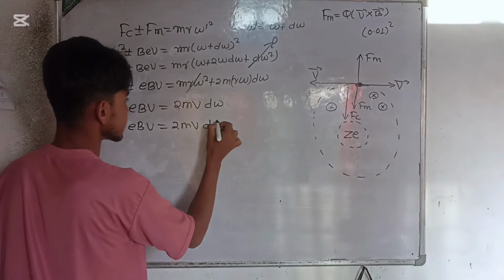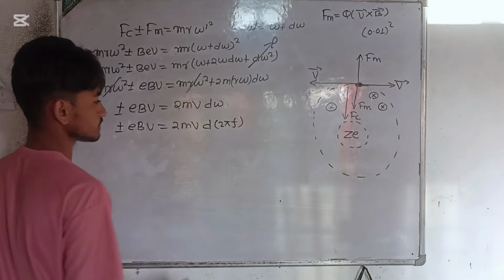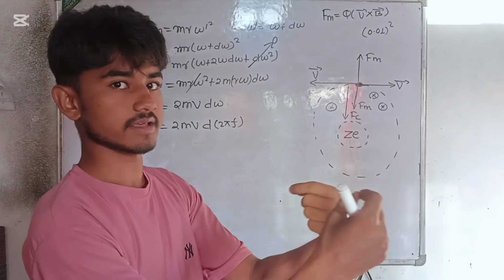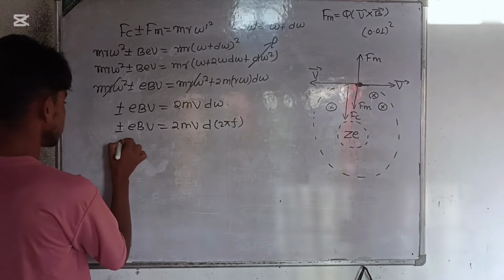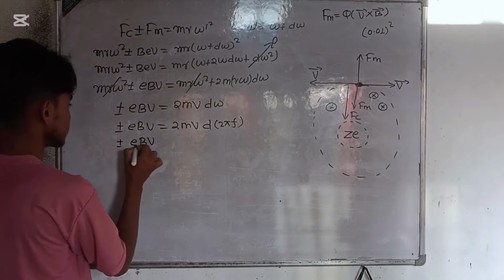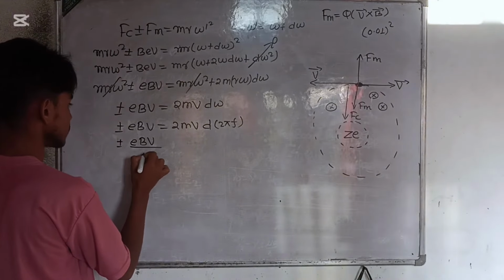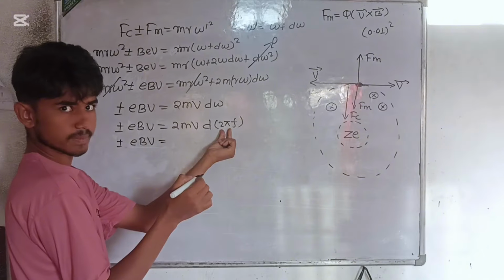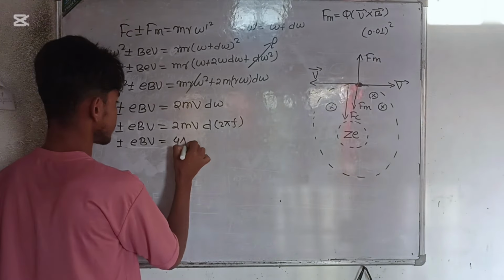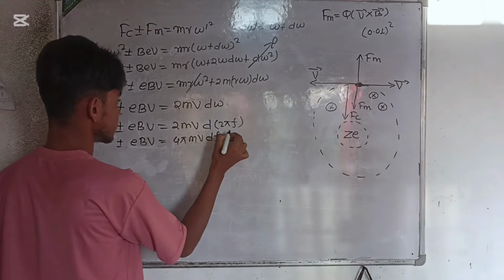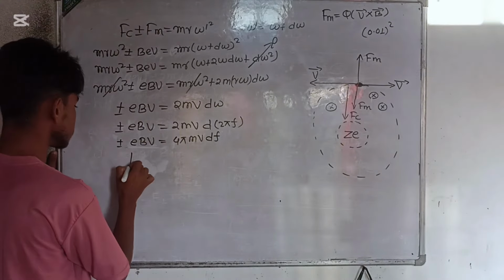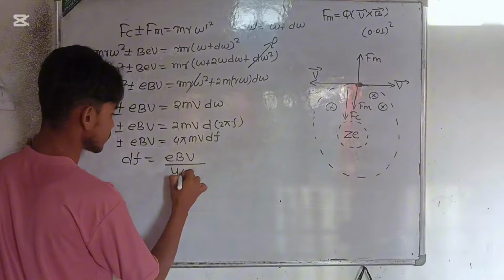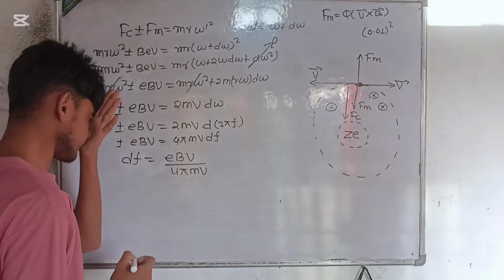The d omega can be written as 2 pi f, right? If there is a change in angular velocity, there will be correspondingly some change in frequency of the particle. Plus minus EBV upon, and if you can take out 2 pi from derivatives, right? So it will be 4 pi mv, and this is df, right? So change in frequency will be EBV by 4 pi mv, right?